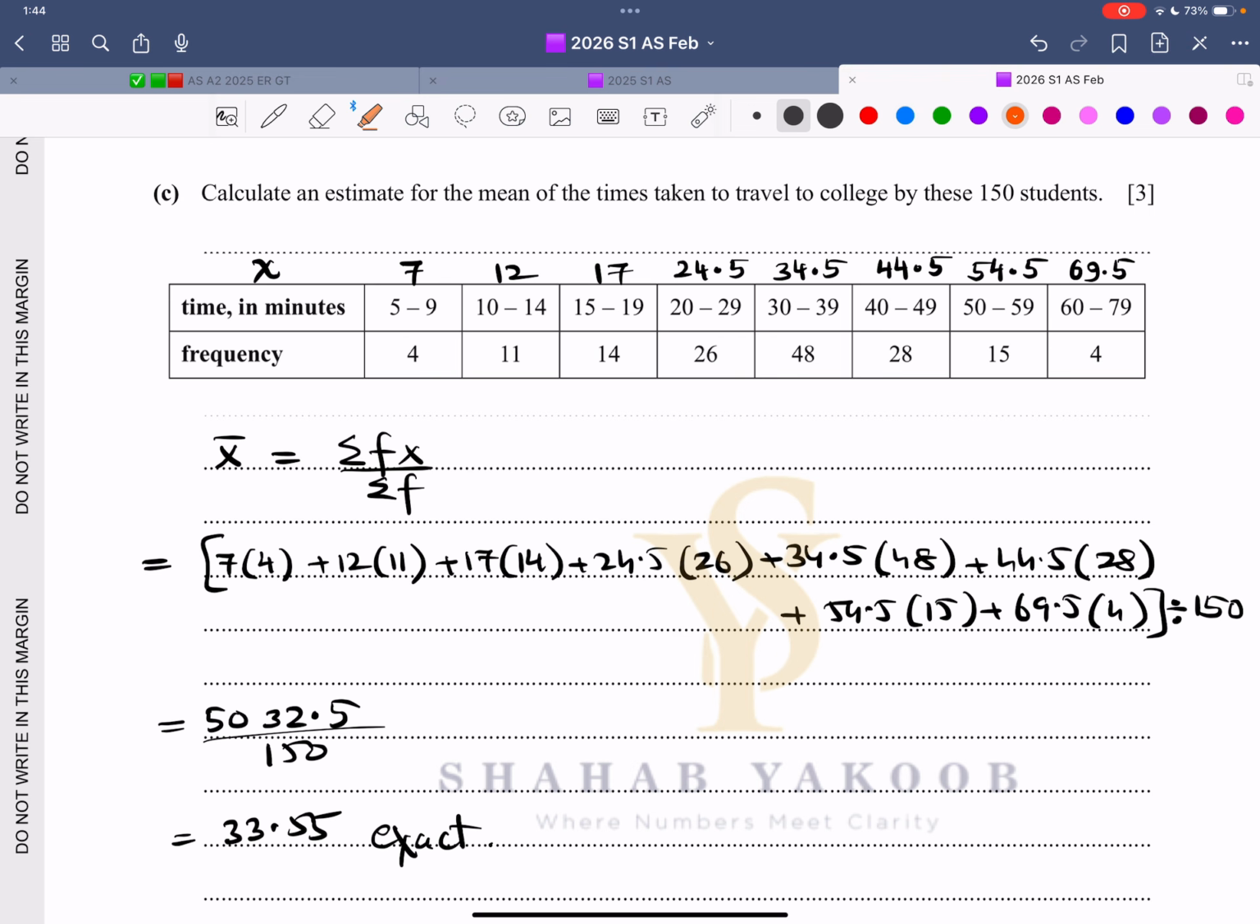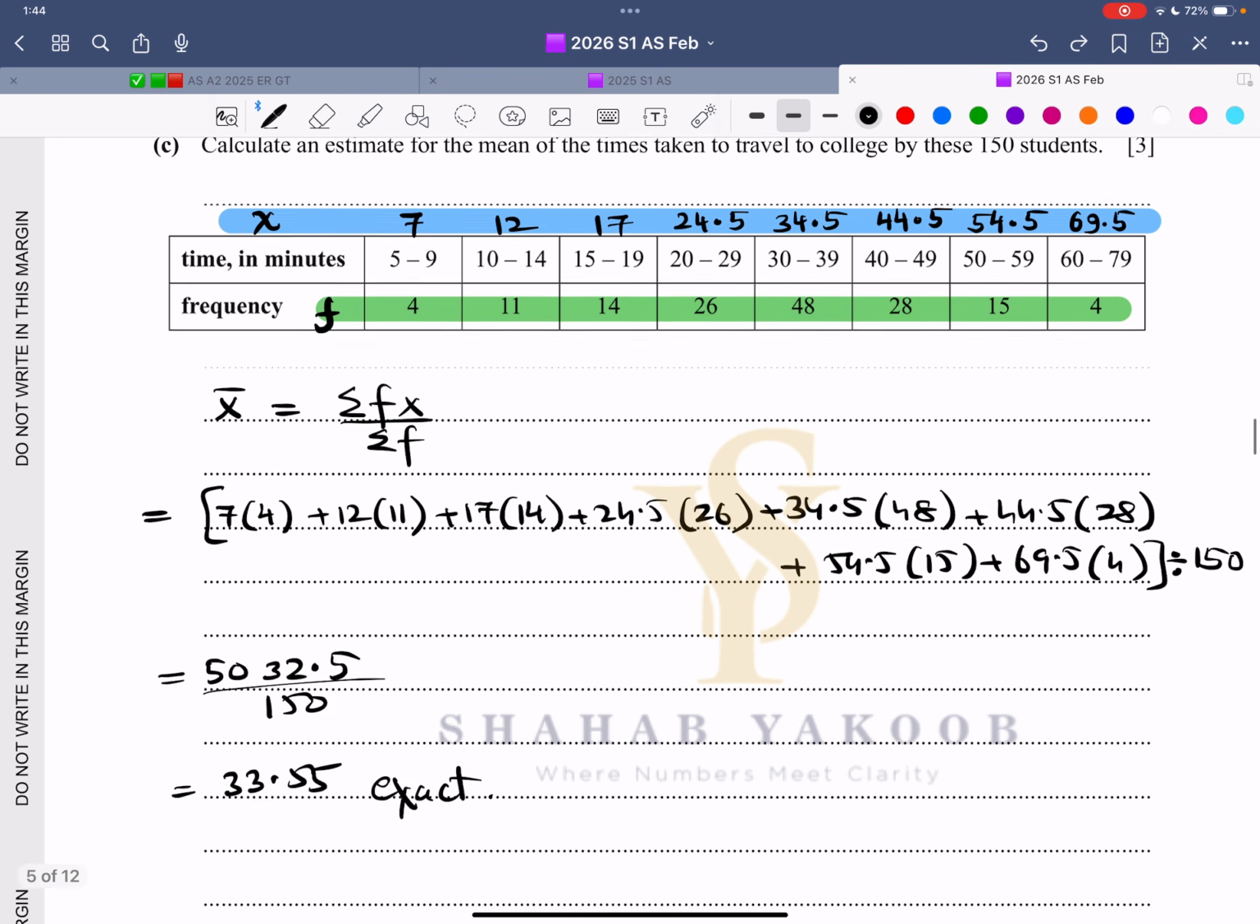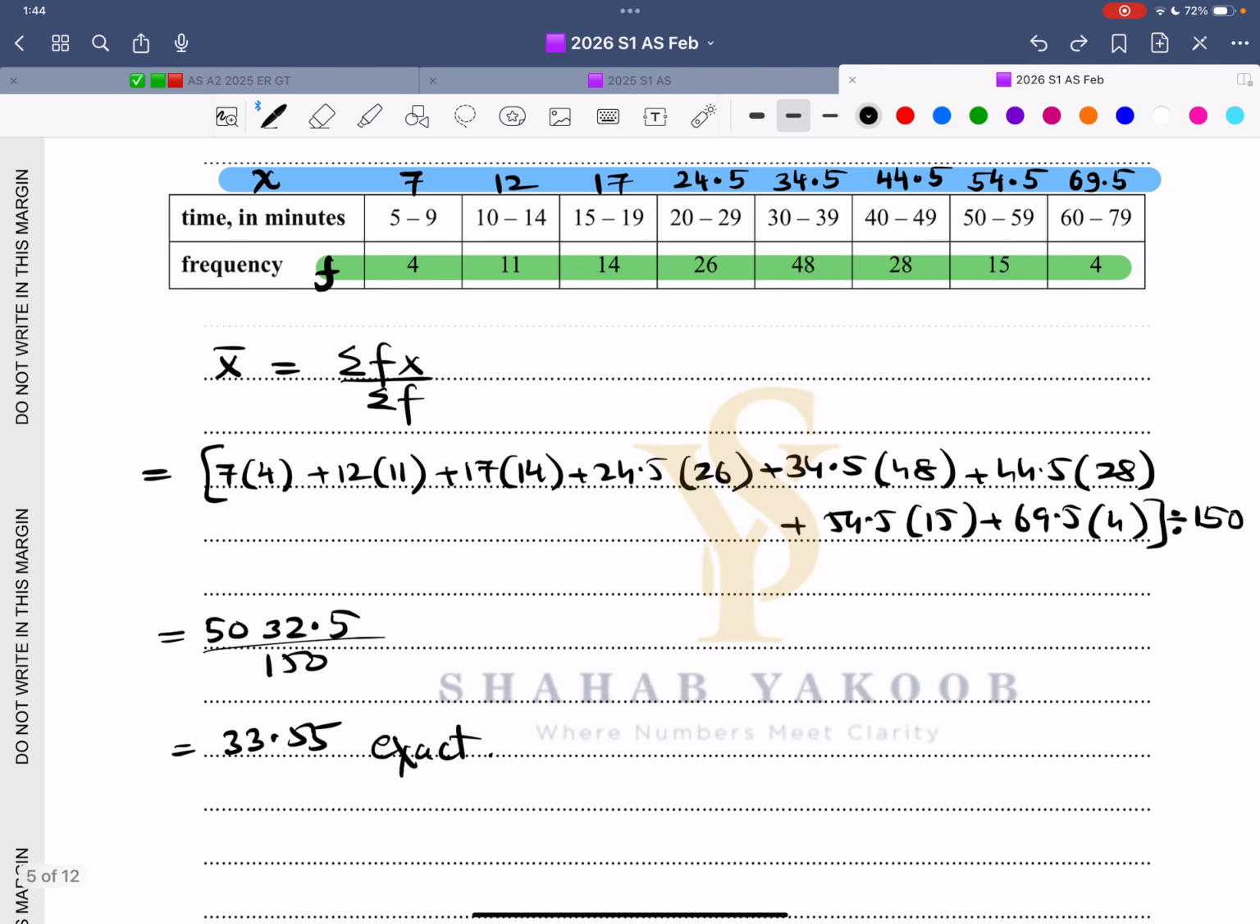So this is the column for all the mid values, that is x. This is the column for frequencies over here. And then it says x bar equals sigma fx over sigma f. So now over here, that is this into this. So let me just focus on this. This is the blue one. So that is 7 and then 12 and then 14 and then 24.5, 34.5, 44.5, 54.5, 69.5. And then the green values are the frequencies, that is 4, 11, 14, 26, 48, 28, 15 and 4.